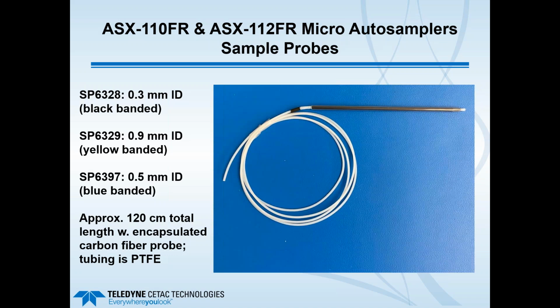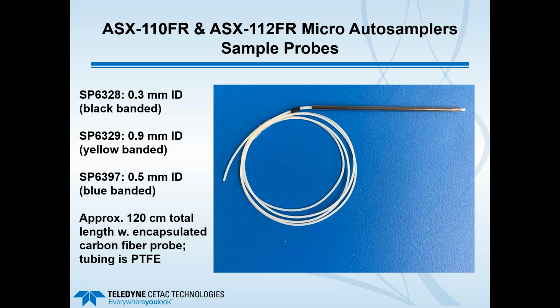Sample probes that can be used with the ASX110 and 112 are of three types, denoted by the internal diameter of the sample probe tubing, and that ranges from 0.3 up to 0.9 millimeter ID, with 0.5 being the middle range choice. And this will depend upon the sample flow rate that you want to use when you connect it, say, to the host nebulizer of the ICP-MS.